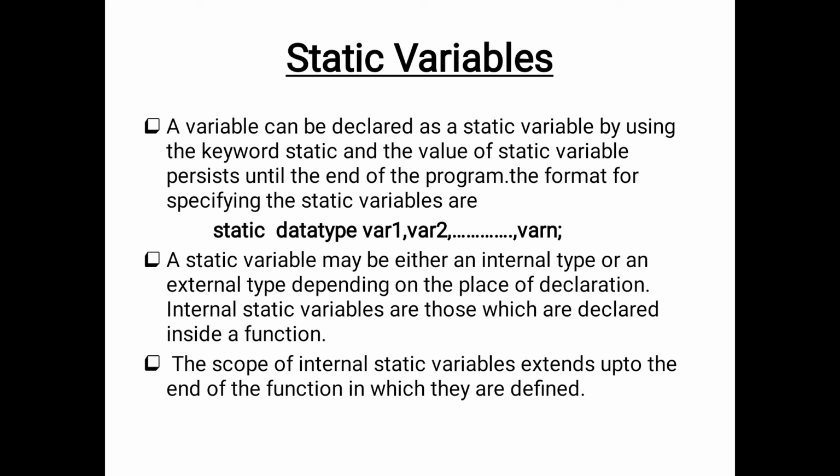A static variable may either be an internal type or an external type, depending on the place of declaration. Internal static variables are those which are declared inside a function. The scope of an internal static variable extends up to the end of the function in which it is defined.